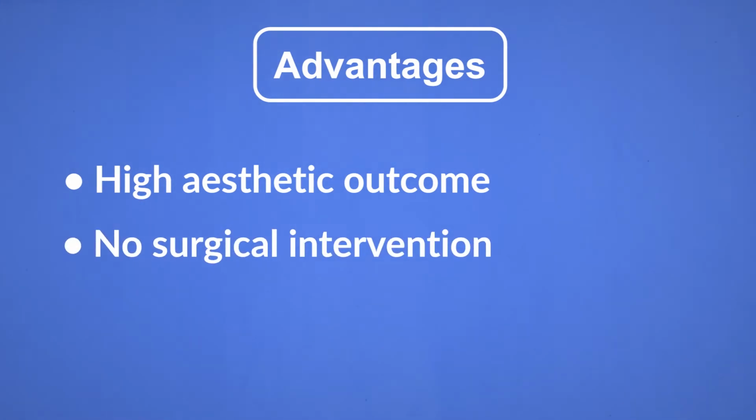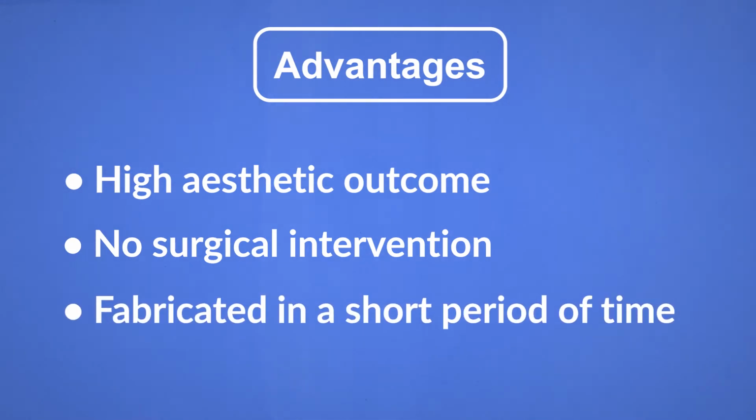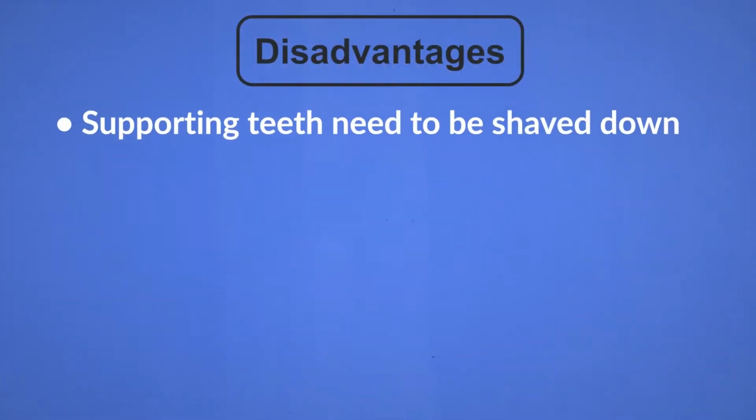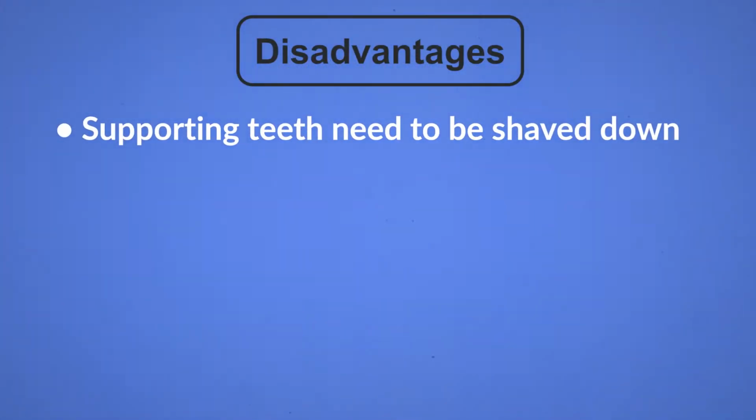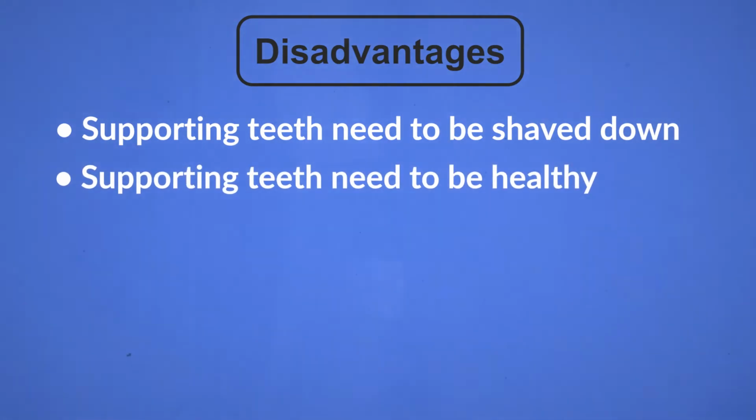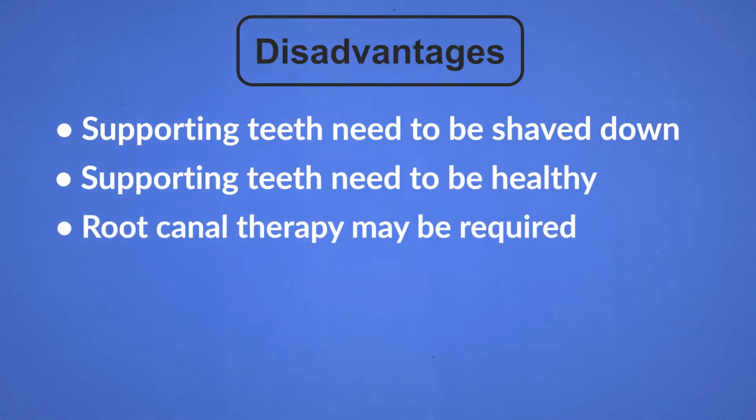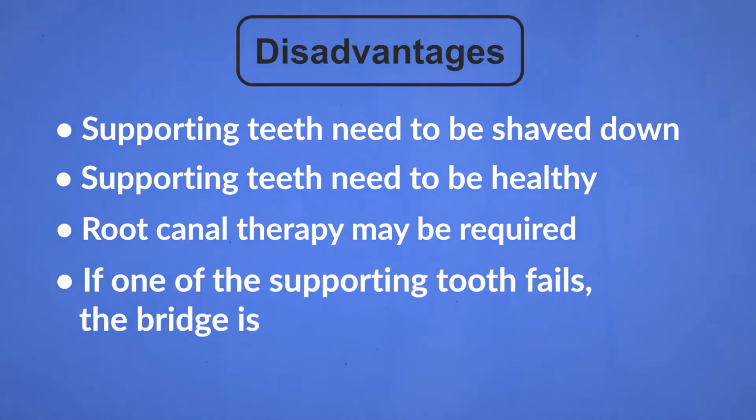A bridge can yield a high aesthetic outcome and does not require a surgical intervention. The length of time from the beginning to the end is also relatively short. The drawback is that the 2 supporting teeth need to be shaved down, therefore decreasing its natural structure. Further, the 2 supporting teeth need to be in good health in order to support more load. In some situations, root canal therapy is also required before the bridge is cemented. If a tooth fails, the whole bridge is lost.